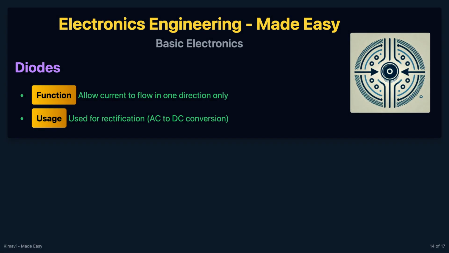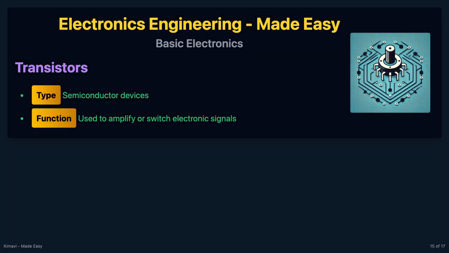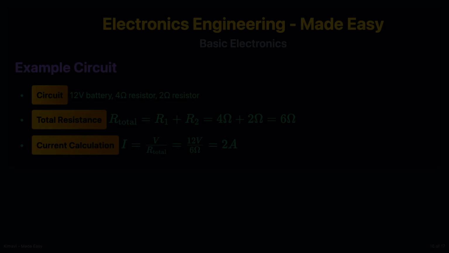Diodes allow current to flow in one direction only. They are used for rectification, which converts alternating current to direct current. Transistors are semiconductor devices used to amplify or switch electronic signals. They are the building blocks of modern electronic devices.